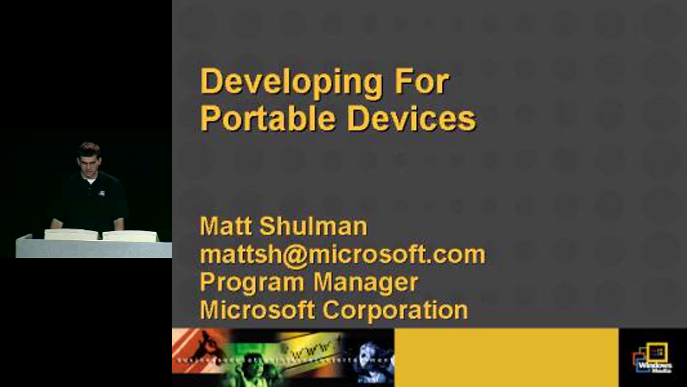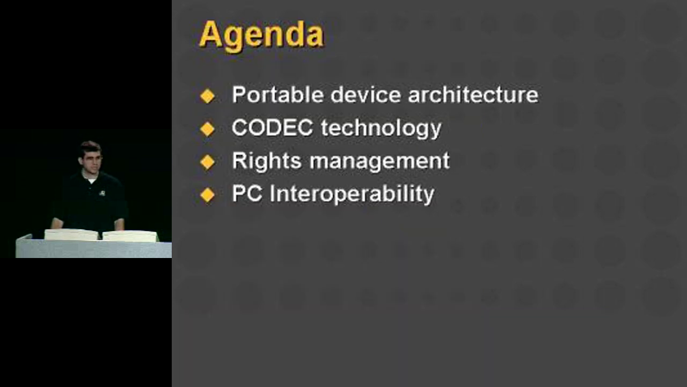So anyway, in this talk I'm going to go into the portable device architecture. I'm going to discuss our codec technology and how it works on different processor architectures. Then I'm going to discuss rights management and how encryption and decryption work on these devices, and then talk about how to achieve interoperability with different software applications that run on the PC, so that the user, no matter which application they're using, can transfer the content to whichever device they just purchased.